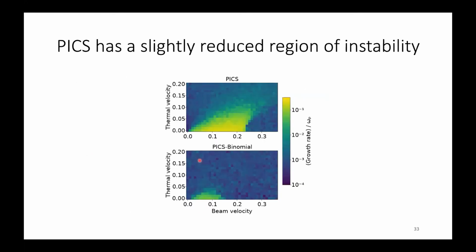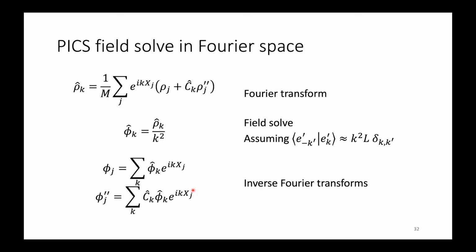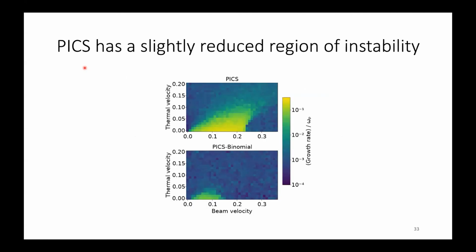So how well does this work? Well, PICS does have a slightly reduced region of instability. The thing to compare this to is EPIC1 because that has a nice compact stencil as well. But what we're really excited about is that if we choose to apply a binomial smoothing operation to the fields, to the charge density fields here before we Fourier transform it, then we get this really excellent behavior with very, very little instability growth rate.